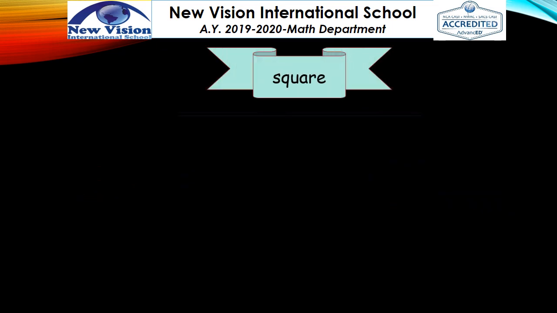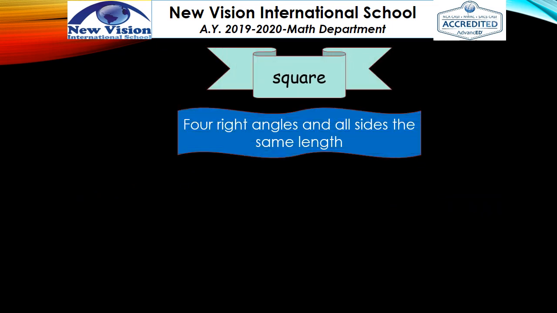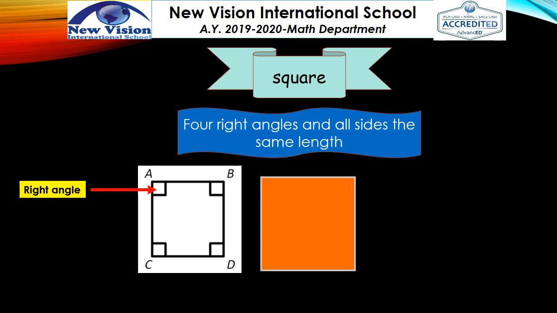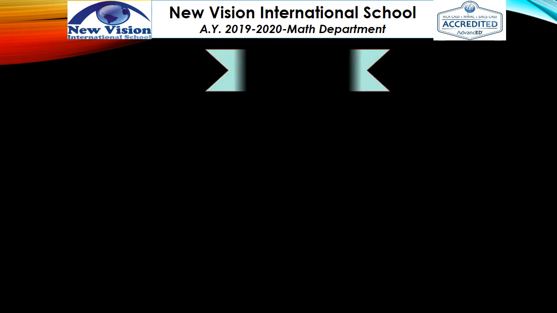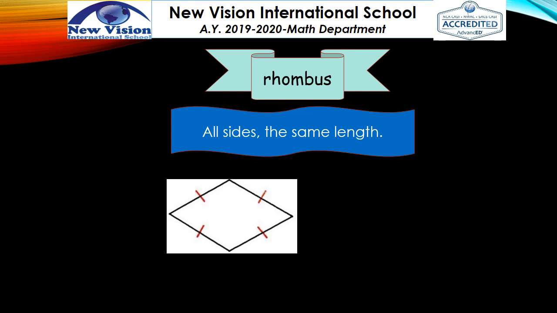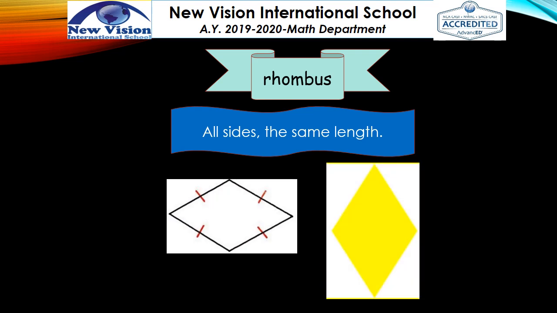Next, we have square. A square has 4 right angles and all sides the same length. Here we have the square, and as you can see, this square corner is what you call the right angle. It has 4 angles and 4 sides and all sides the same length. So this shape is a square and this picture frame is a square. Another is a rhombus. A rhombus has all sides the same length.